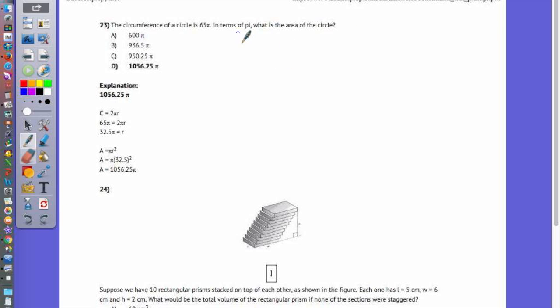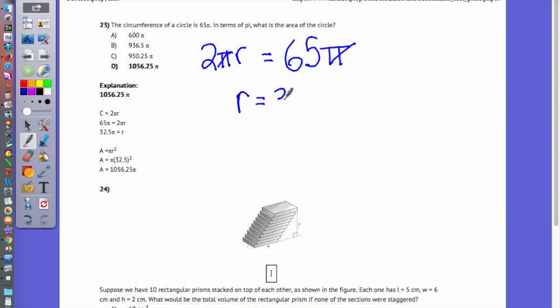The circumference of a circle is 65 pi. In terms of pi, what is the area? Sorry, that should have said 65. Circumference is 65 pi. What's the formula for circumference? 2 pi r. Awesome. So if I clear the pi's on both sides, 65 divided by 2 is 32.5. Now I want the area in terms of pi. So 32.5 times 32.5 is 1,056.25 times pi.